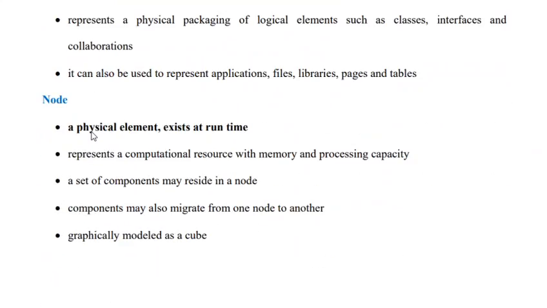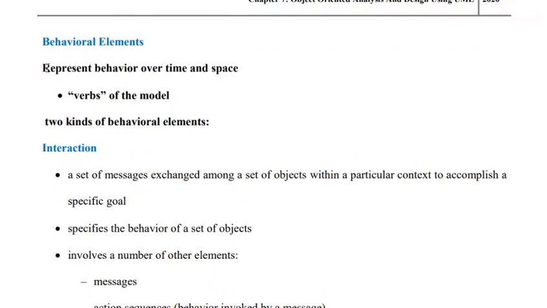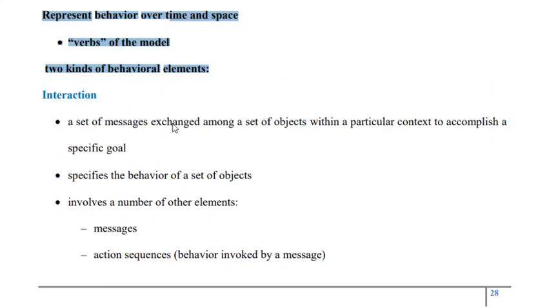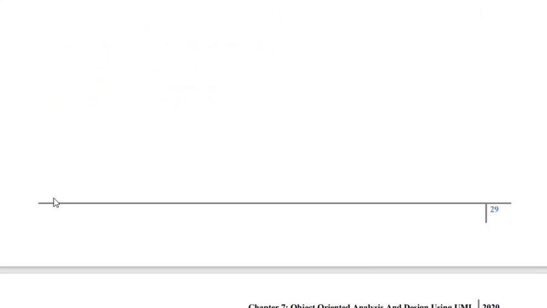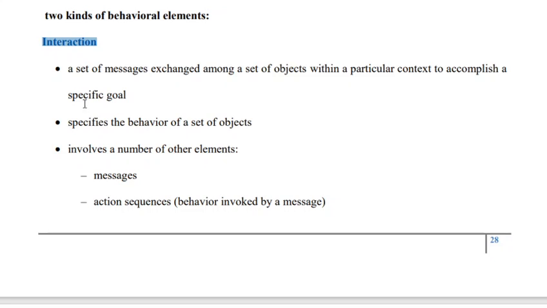So now let us move on to the behavioral aspect. The behavioral aspect represents the verbs of the model. So it is something that changes with time, right? There are two types of behavioral aspects. One is called interaction, and the other is called state machine. For interaction, we have examples like the sequence diagram and the collaboration diagram, which are capable of representing the interaction between various objects that takes place whenever a business process is to be realized. Interaction basically represents a set of messages that are exchanged amongst the objects of interest in a particular context in order to accomplish a specific goal.